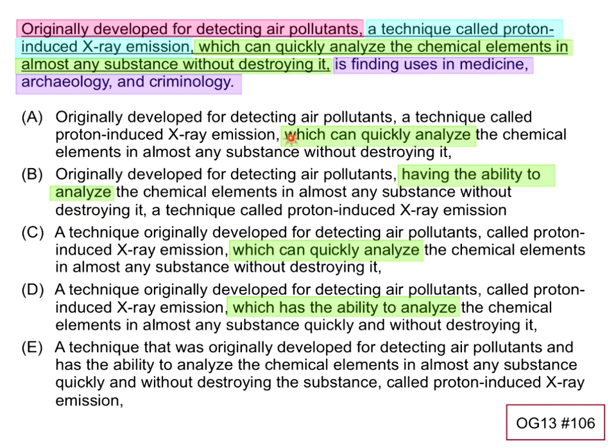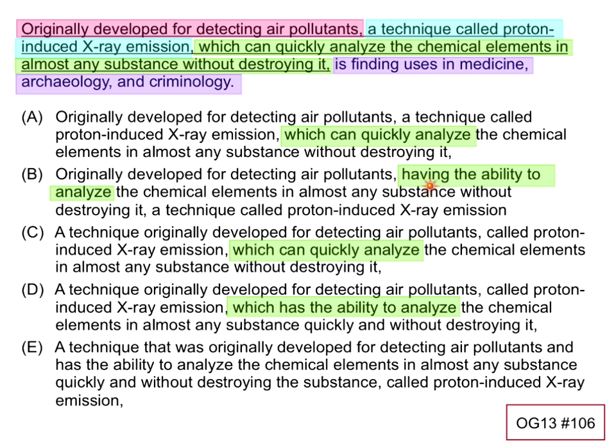So in A, we already decided it's a modifier. C also has the which. D also has the which. In B, is it still a modifier? Has it become part of the core of the sentence? What's going on? So it's got the comma -ing, and a comma -ing is also a modifier. So not part of the core of the sentence.